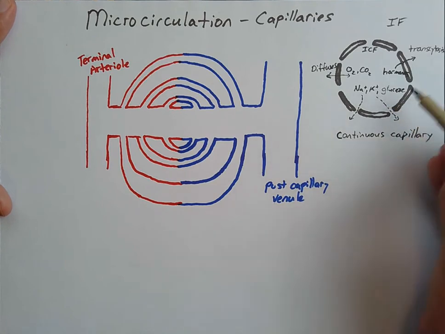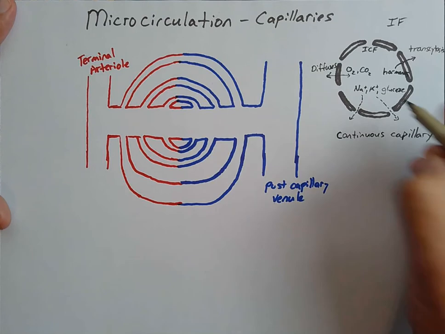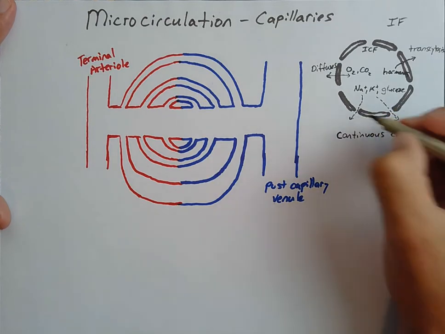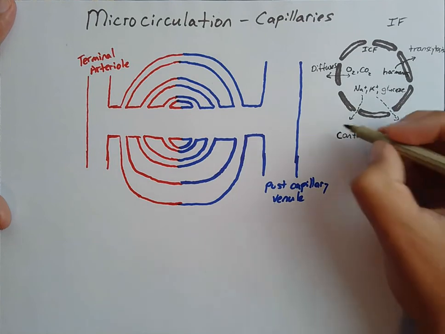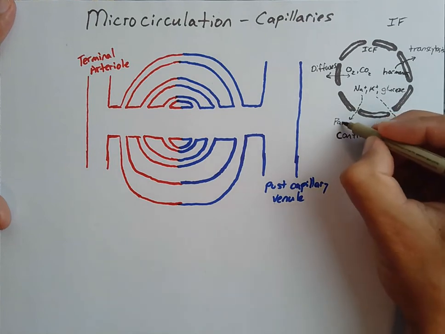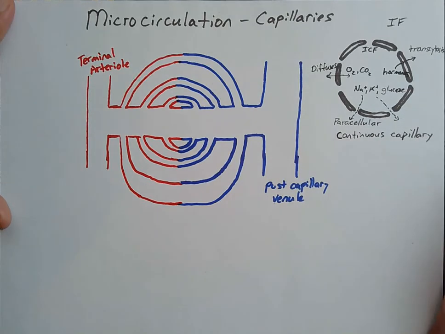By the way, I forgot to mention, but the movement of sodium and potassium and glucose through these cracks is called paracellular mechanisms, or a paracellular movement of material. So we're going to go ahead and write that here so you have that too, paracellular. All right, just in case you ever needed that.